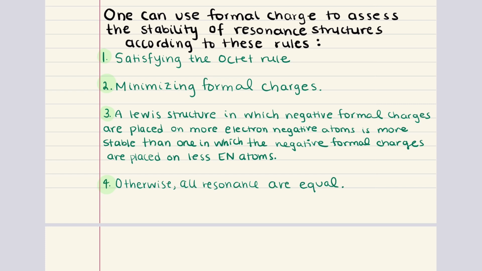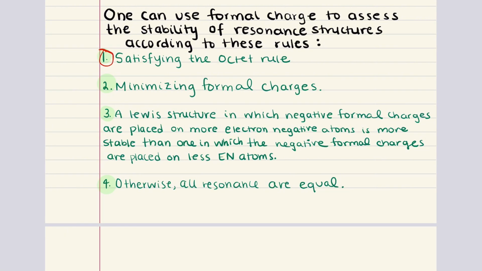So the first rule is called satisfying the octet rule. Structures in which more atoms satisfy the octet rule are more stable and contribute more to the resonance hybrid. The second thing that you would want to check is formal charges. Minimizing formal charges is going to be important. Structures with small or no formal charges are preferred over those with large formal charges.